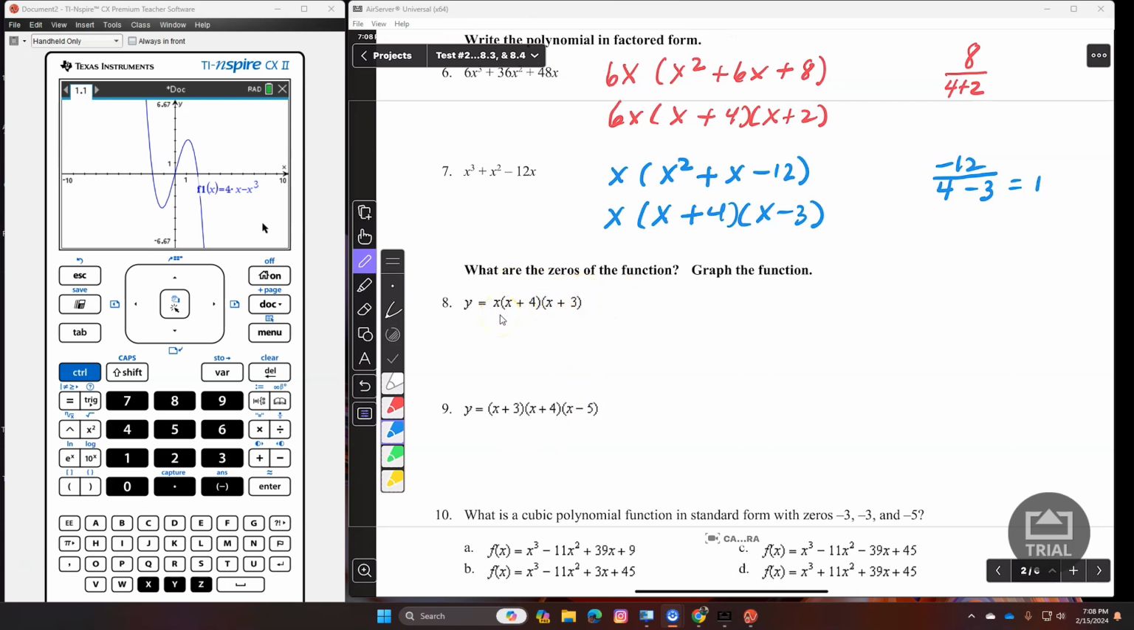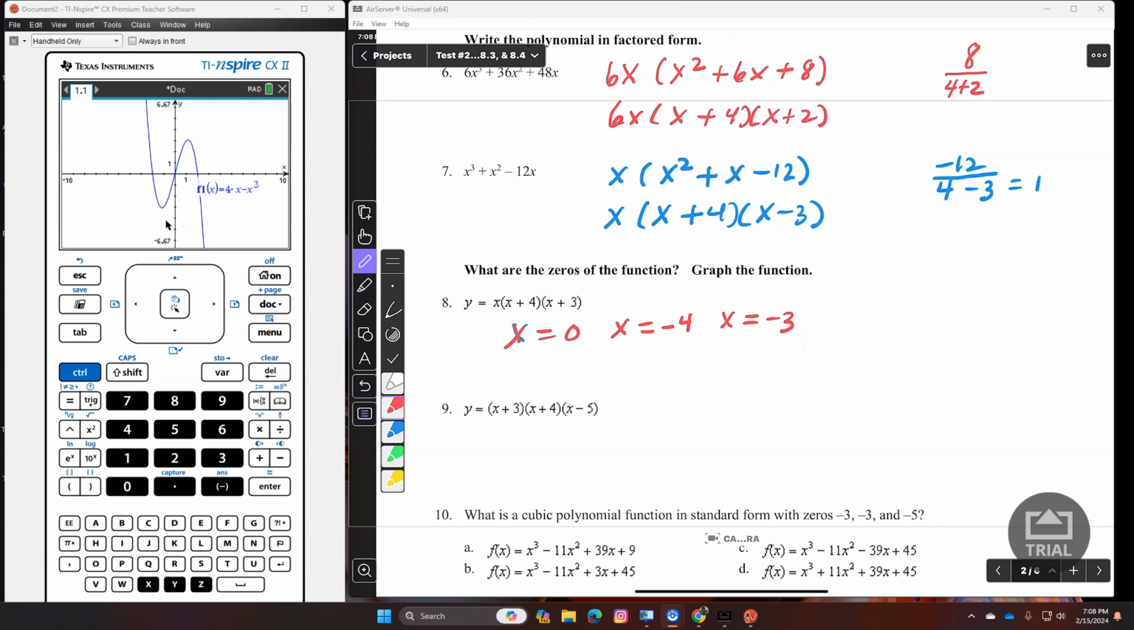So we have x equals 0. X equals, since it's positive 4, to move it to the left, to move it to the right is negative 4. And then you have x equals negative 3. Now, if I were to graph this, you notice that these are all real numbers. So you're going to be able to see this graphically.